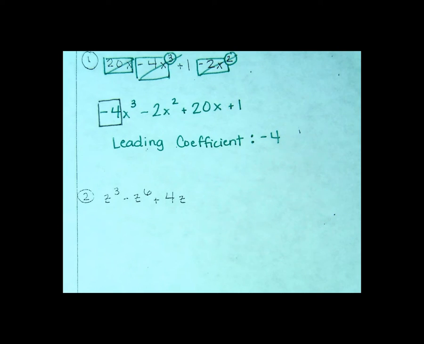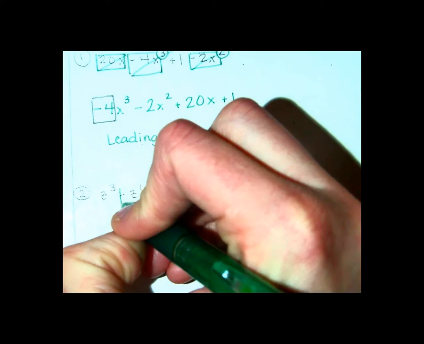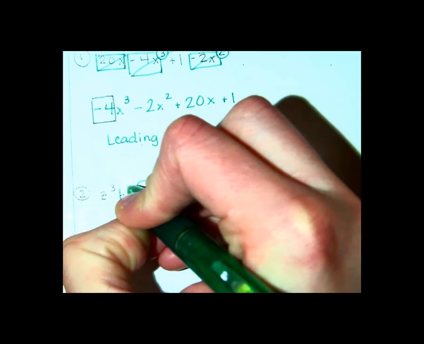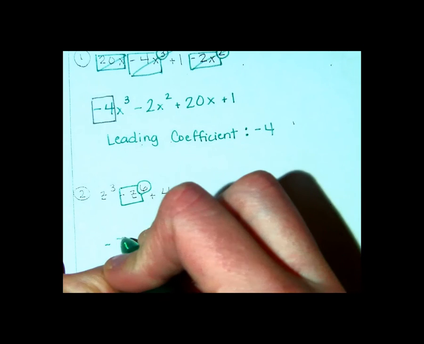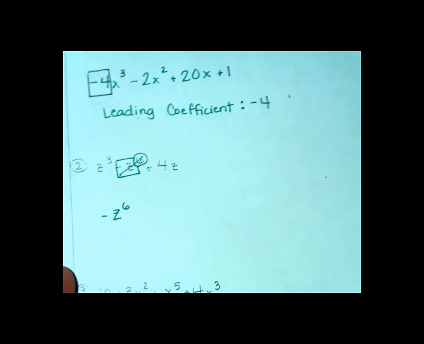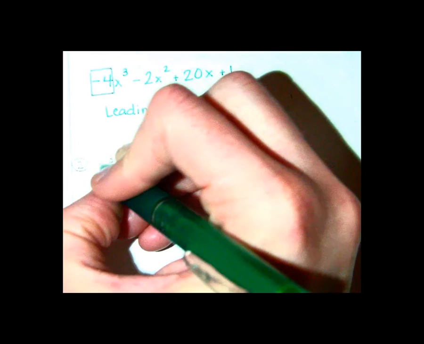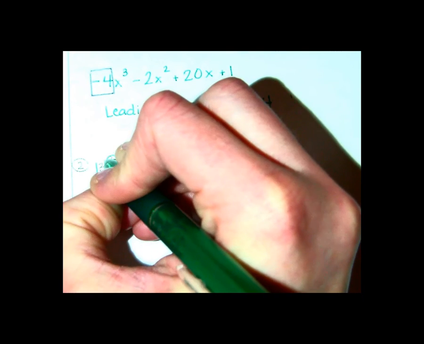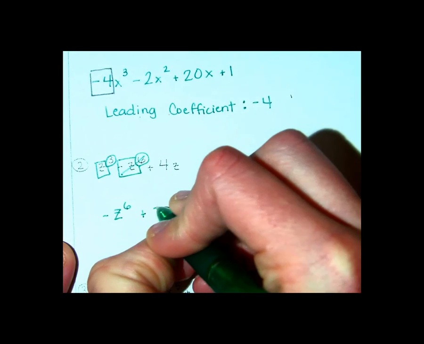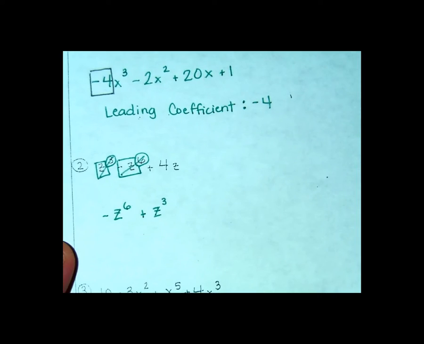Alright, number 2. What is the highest exponent? Negative z, which goes with 6. So I'm going to write that first. Negative z to the 6th. Make sure you bring the negative with it. What's next? Z to the 3rd. Plus, because it doesn't have a negative in front. Plus z to the 3rd. Alright, then what's next?